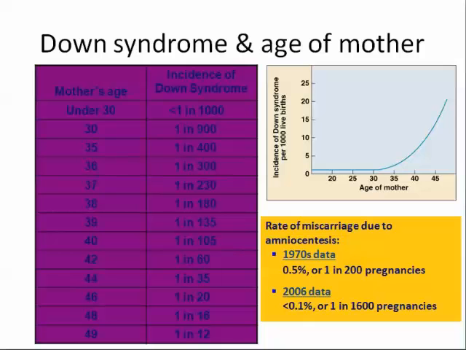As you can see by this chart, as the mother's age increases, the likelihood that she's going to give birth to a child with Down syndrome dramatically increases. So if you're giving birth to a child when you're like 49, there's a 1 in 12 chance that your child's going to be born with Down syndrome. And the whole reason is just because her eggs have been frozen in time in that metaphase 1 position for 49 years. That's a long time for something to go wrong.